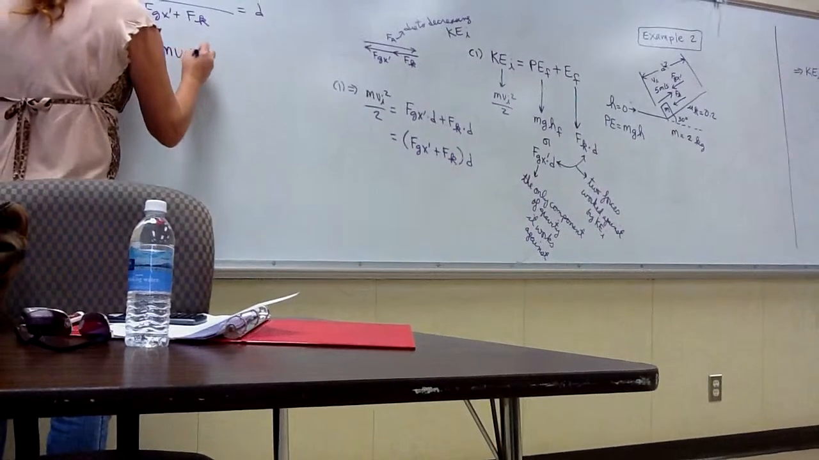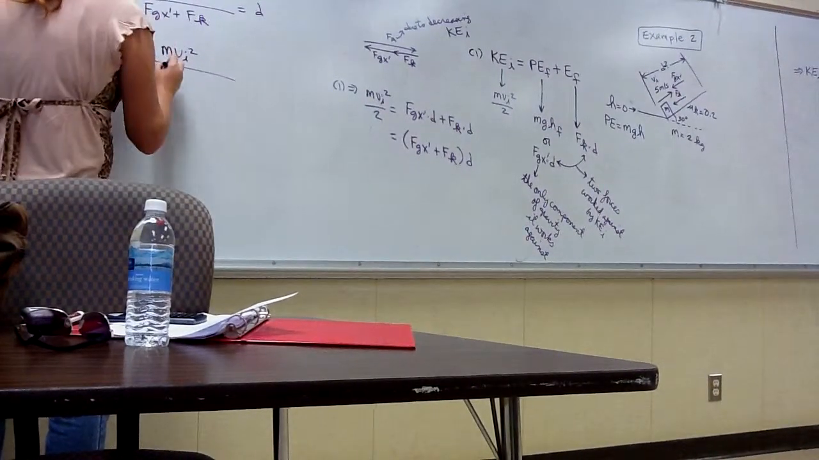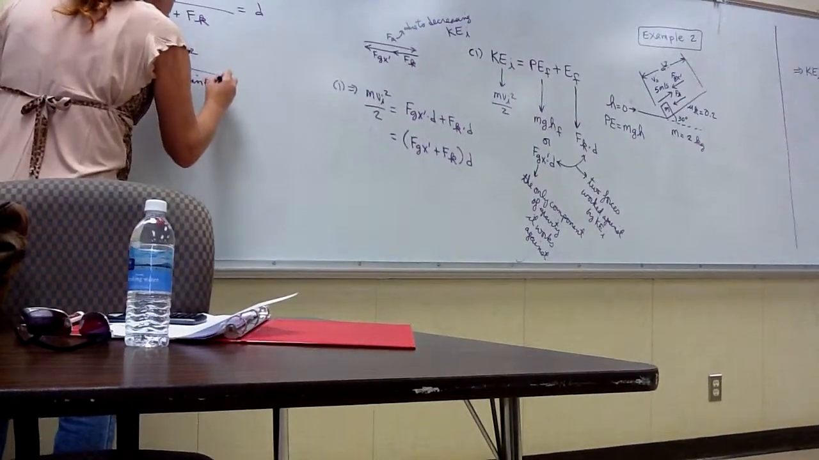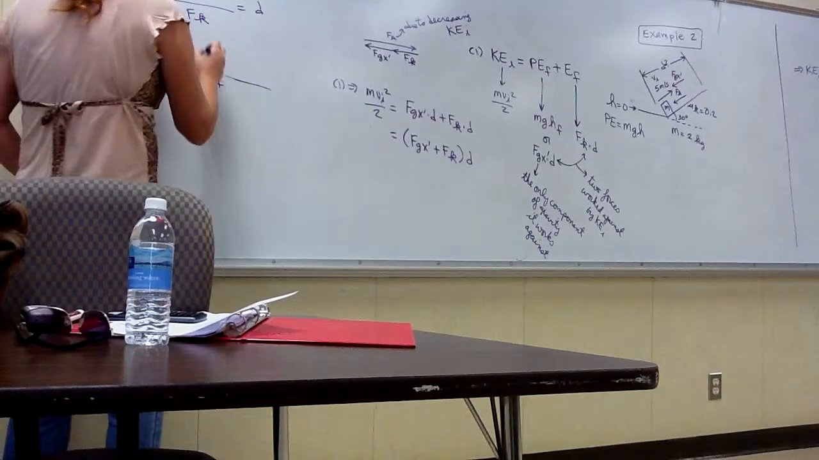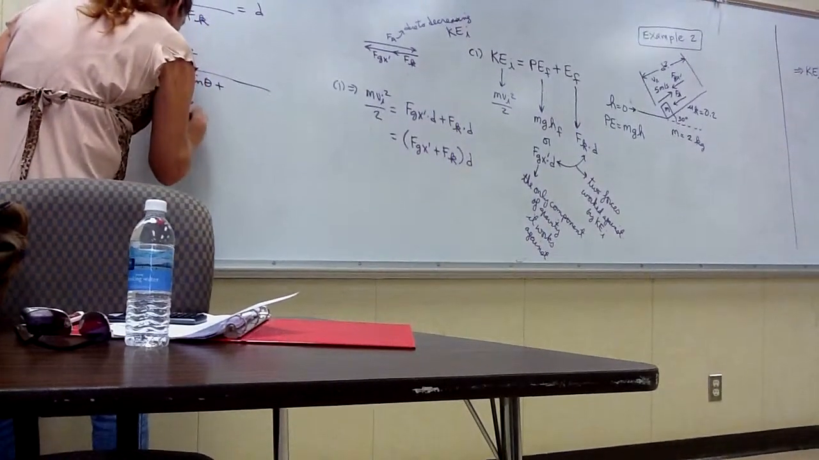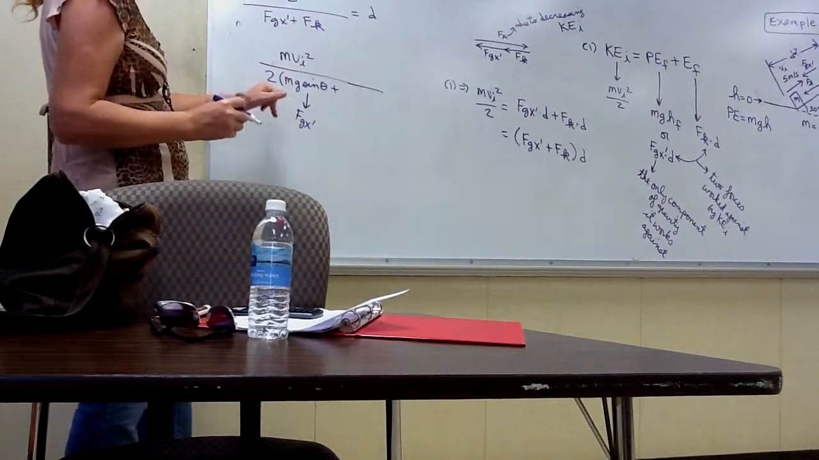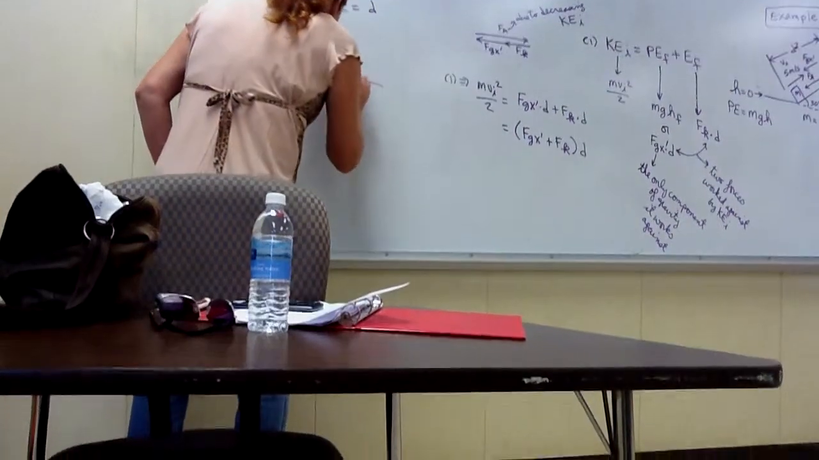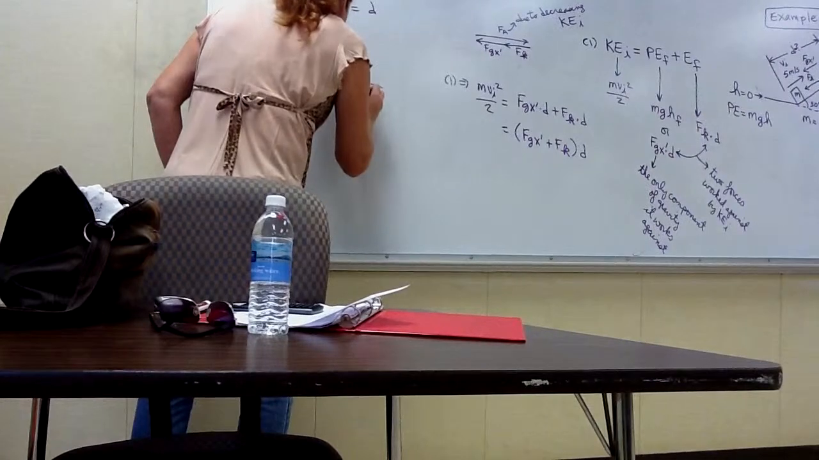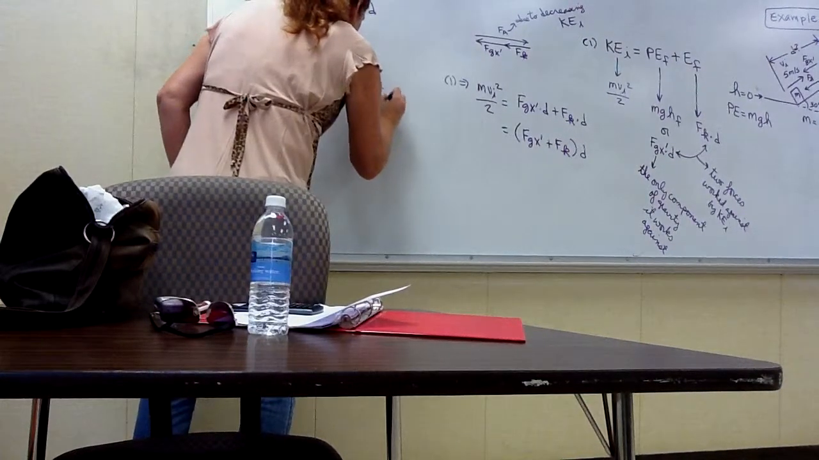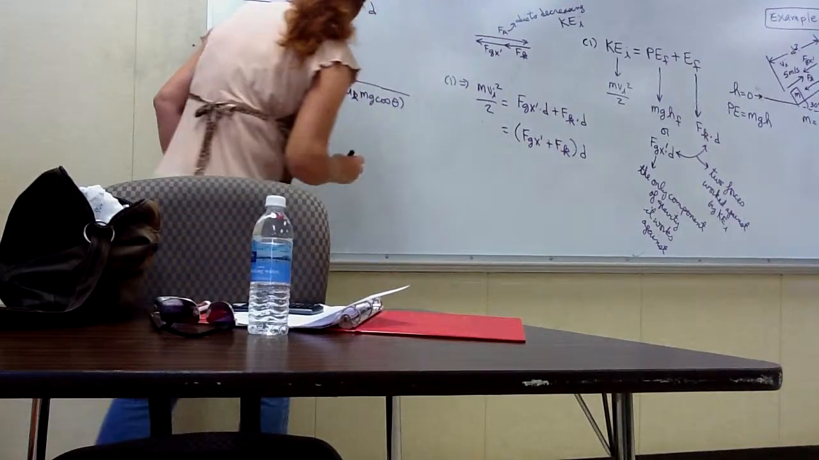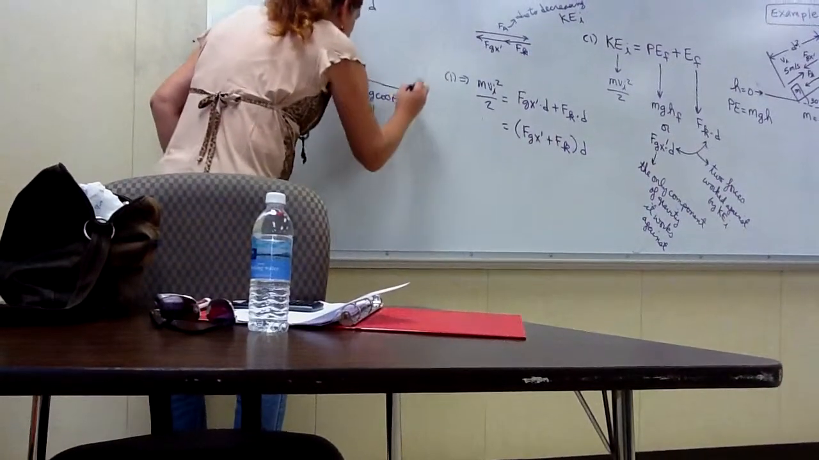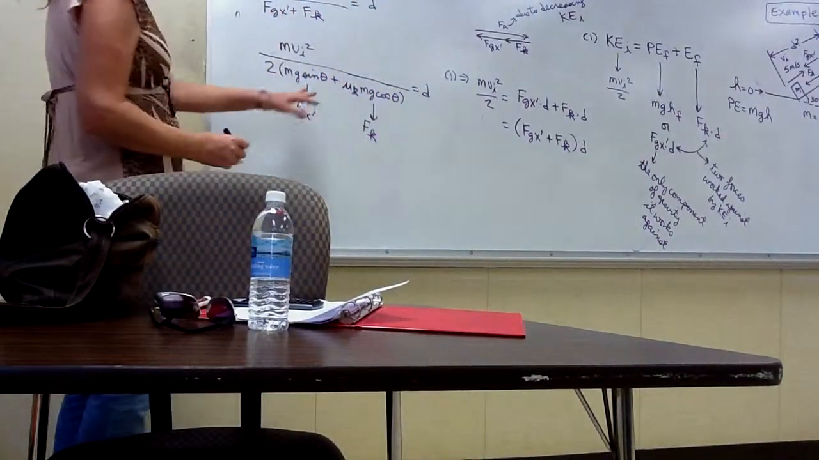We have mv initial squared over 2, and then this force is just, we said mg sine of the angle, plus, with the other one, again, this is the component of gravity in the tilted coordinate system that's going down the slope, that this thing is battling against. And we have mu sub k mg cosine of the angle, that's f sub k, and all that's equal to the distance. We can simplify this further.